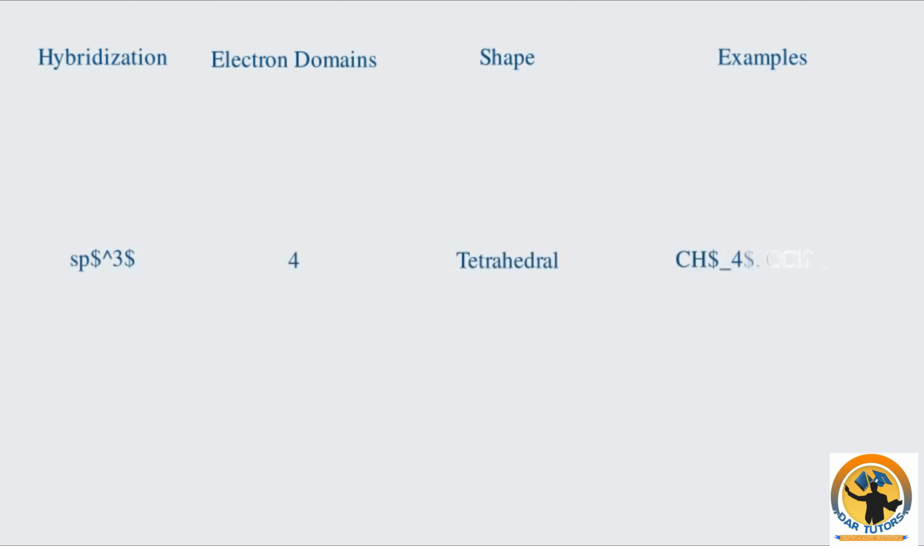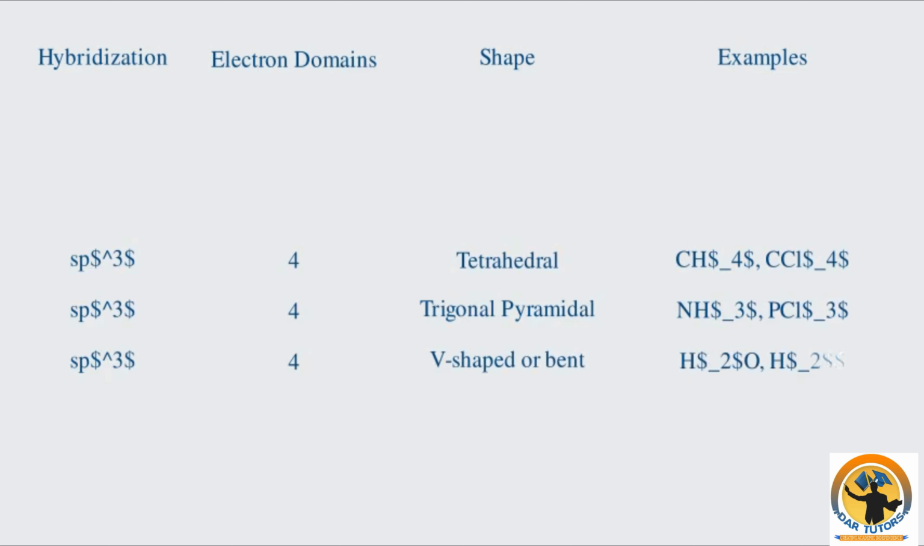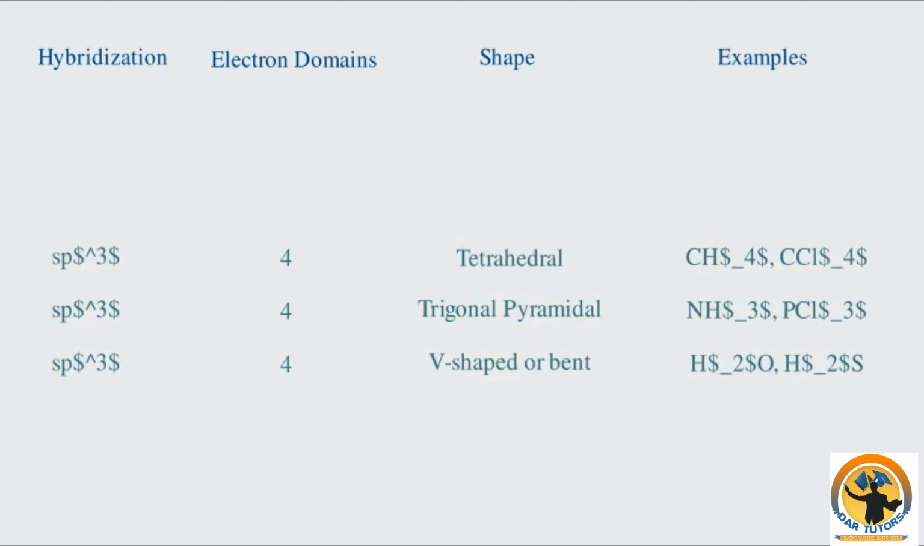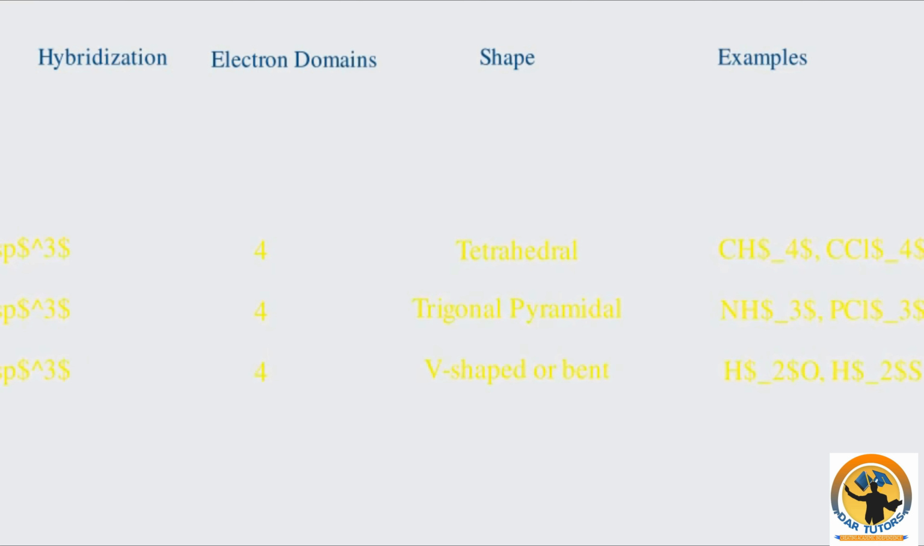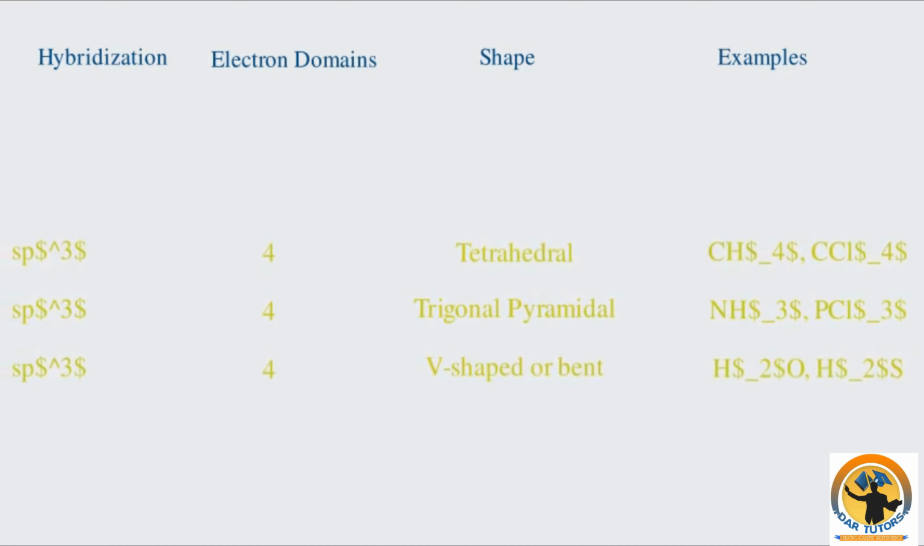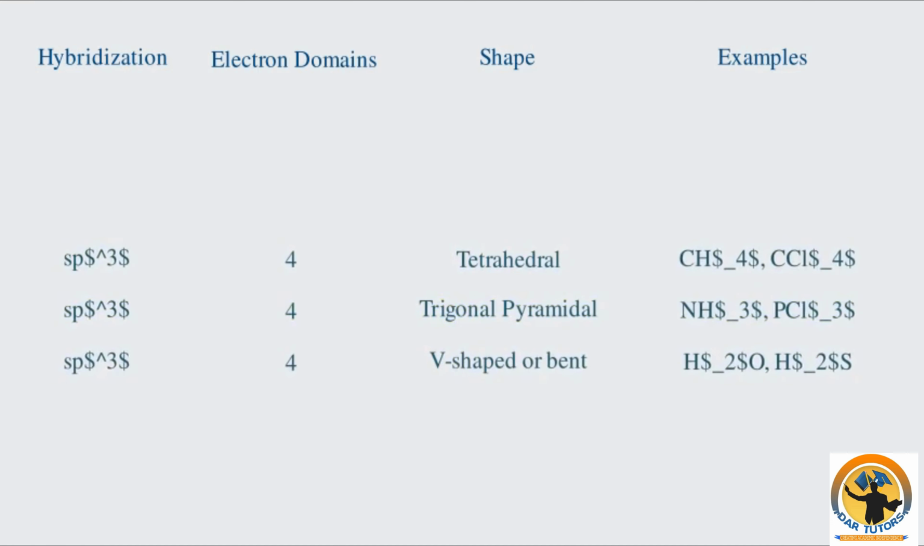Let's use a summary table to tie everything together. If a central atom has 4 electron domains, it has sp3 hybridization, like in methane. This could be 4 single bonds, or 3 bonds and 1 lone pair, like in ammonia, or 2 bonds and 2 lone pairs, like in water. If there are 4 electron domains, the hybridization is sp3. This gives a tetrahedral electron geometry, and the molecular geometry is determined by how many of those domains are lone pairs.